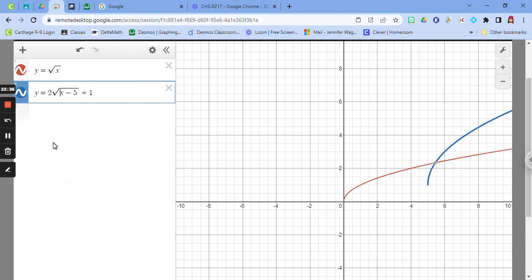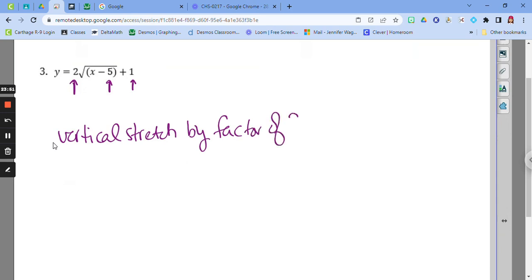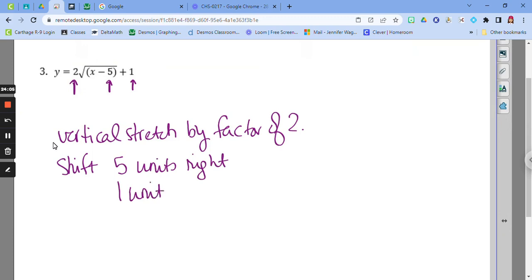So, let's get all these written down. So we have a vertical stretch. We have a shift of 5 units right. And 1 unit up. Okay, see what you can do with the next 2.